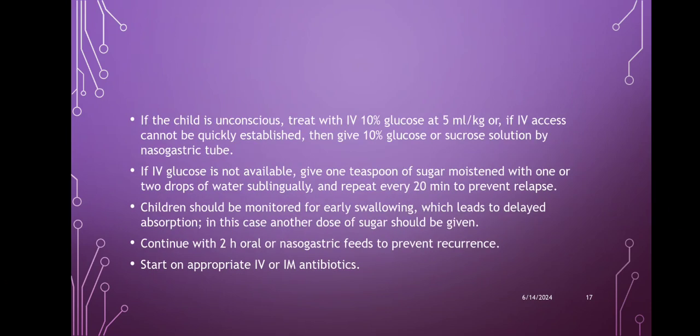If the child is unconscious, you treat with IV 10% glucose. You give this at 5 ml per kg, or if IV access cannot be quickly established, you can give 10% glucose or sucrose solution by NGT. If IV glucose is not available, you can give 1 teaspoon of sugar moistened with 1 or 2 drops of water sublingually, and repeat every 20 minutes to prevent relapse.